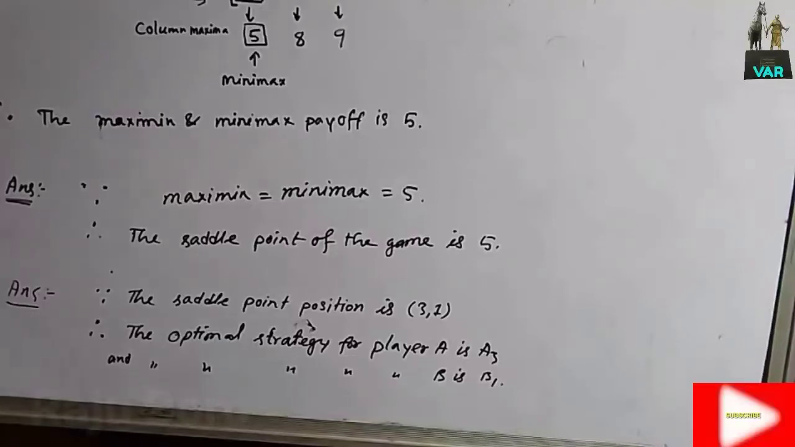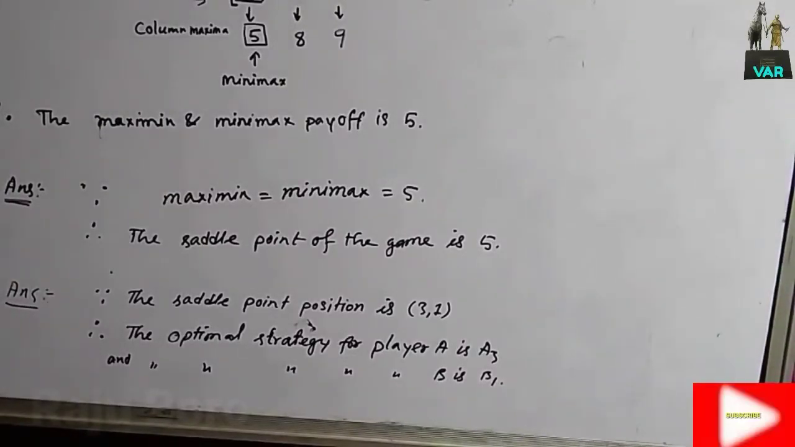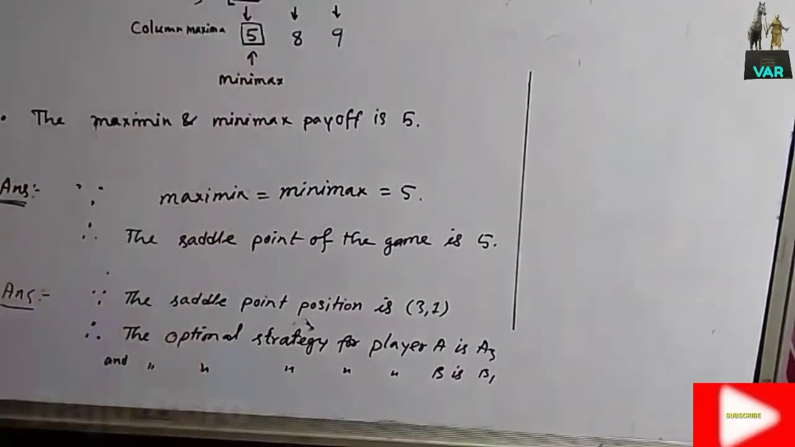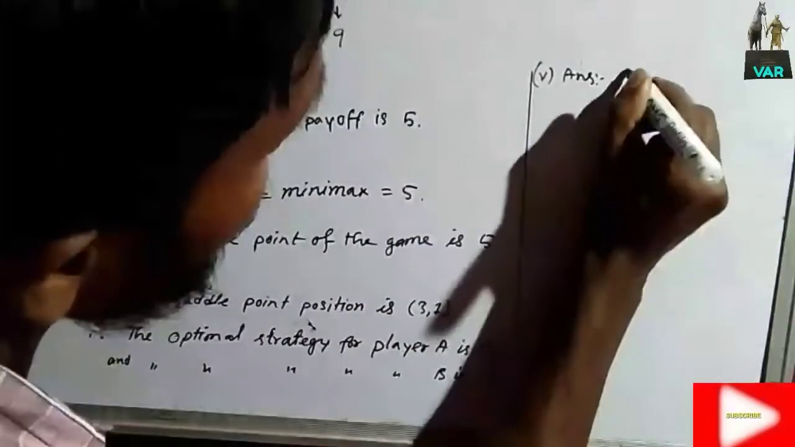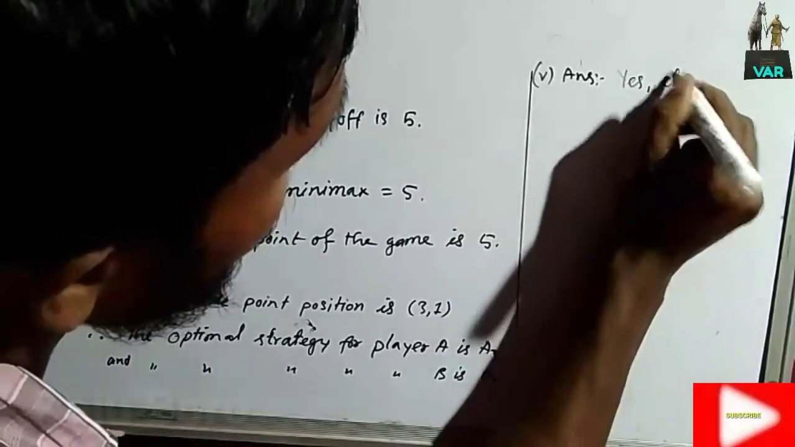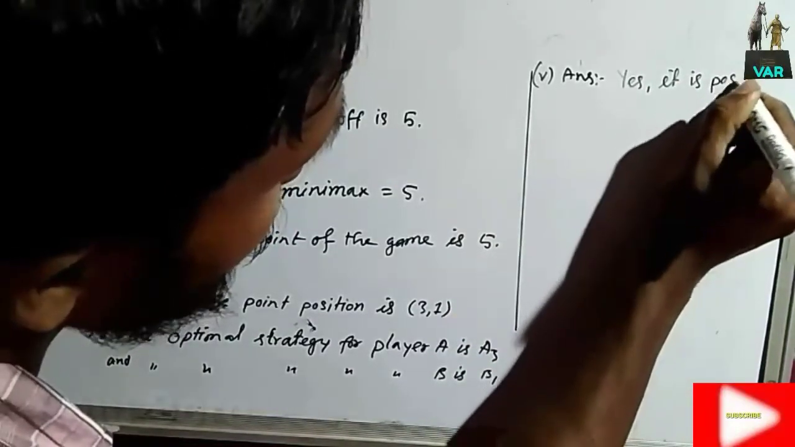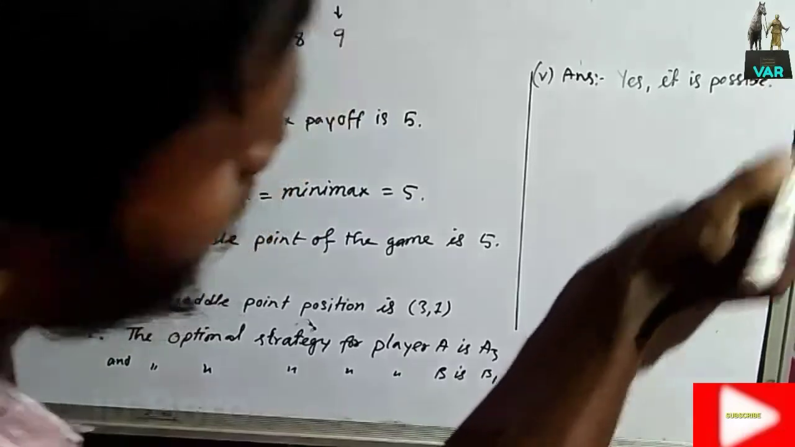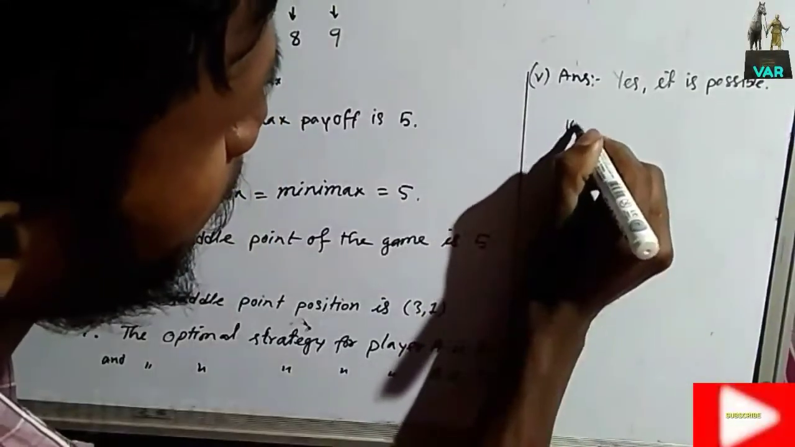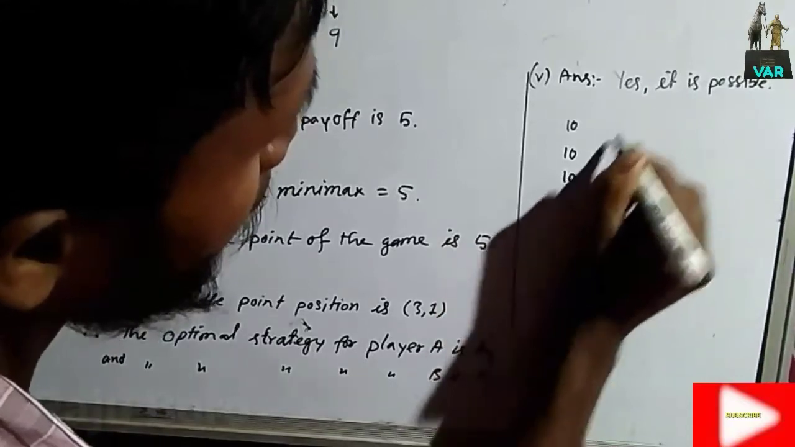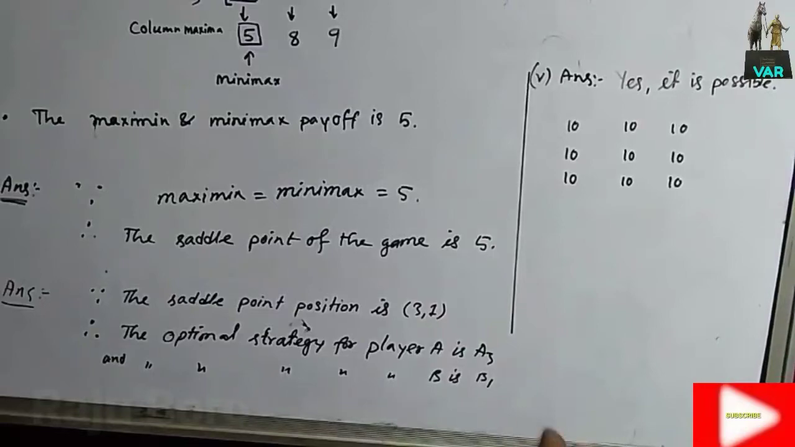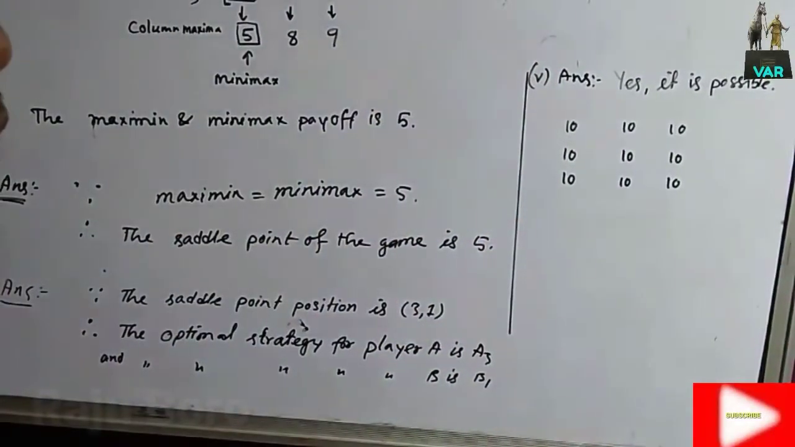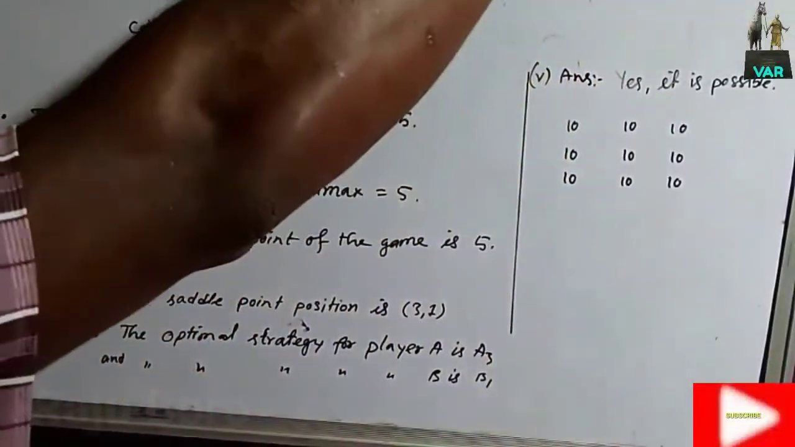Now the last question is, is it possible to find the payoff matrix for player B? Yes, it is possible. The answer to question 5 is it is possible. First you have to write 10 in every position. This 10 is written because of the total market share of profit, which is given in rupees.